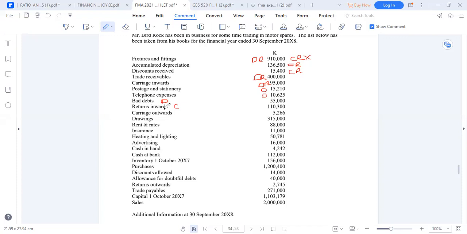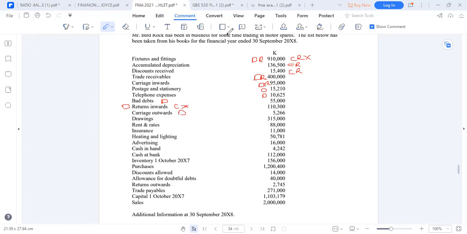Why are returns inwards credited? The other term for returns inwards is called what? Sales returns, because sales are credited. So to reduce the sales, we need to debit. So this is supposed to be a debit. Meaning returns outwards is purchases returns. So because they reduce the purchases, they will be credited. So this was wrong. Carriage inwards, outwards: debits, an expense. An expense, yes, a debit.